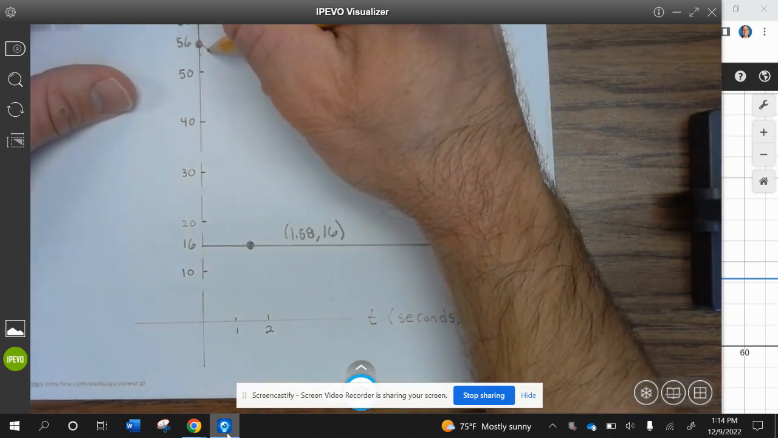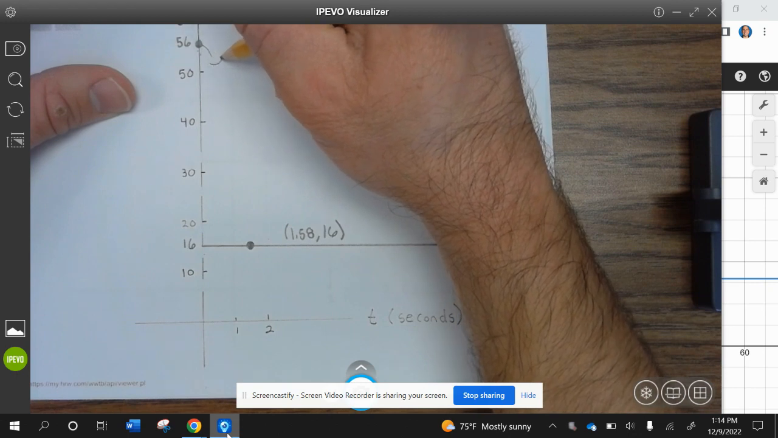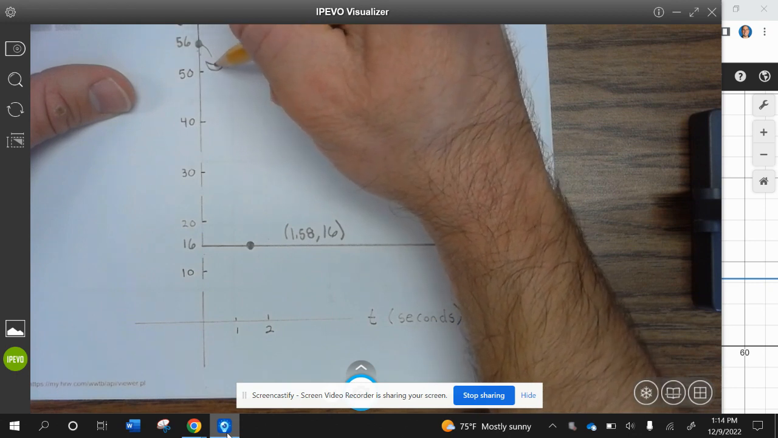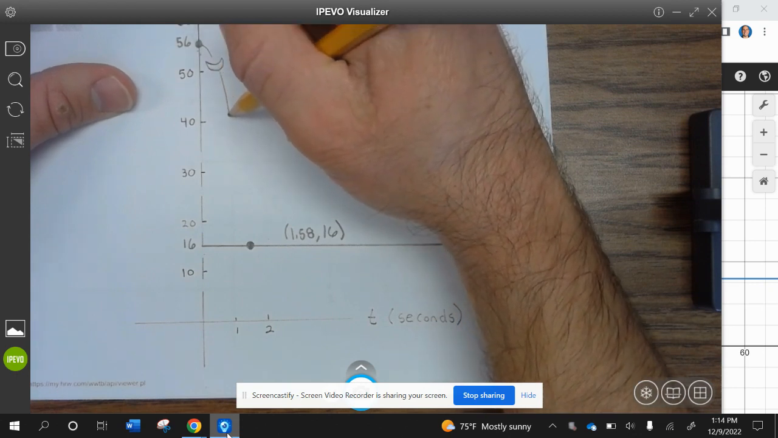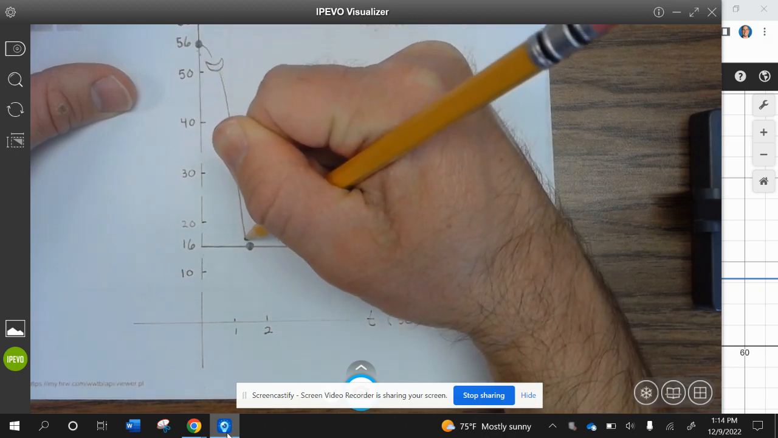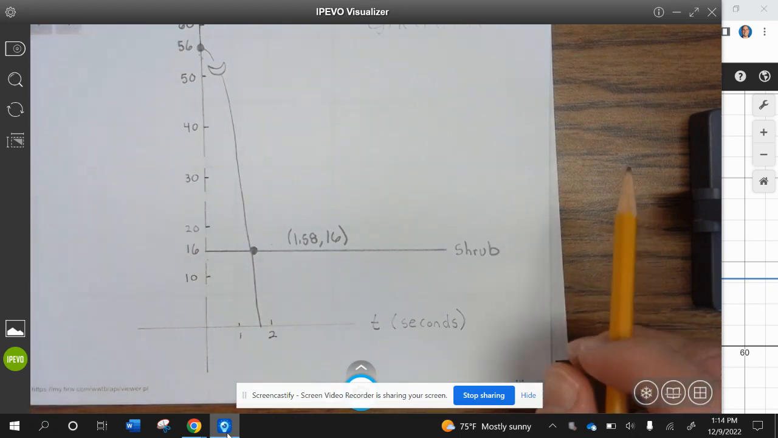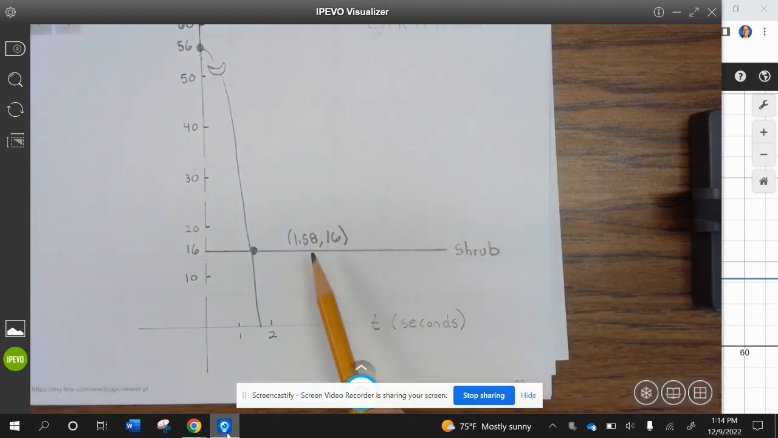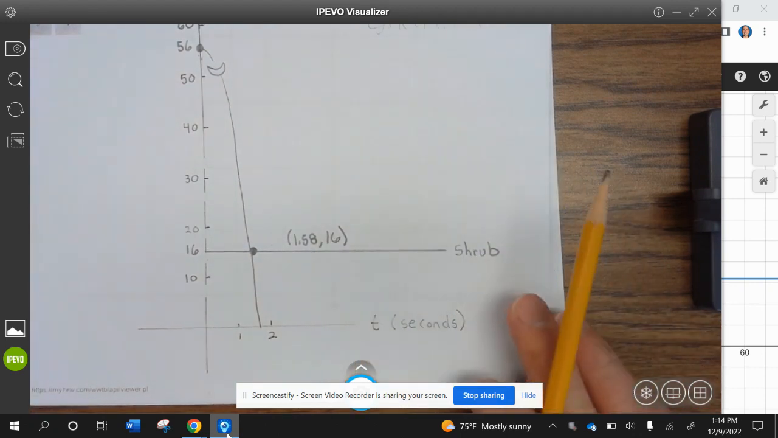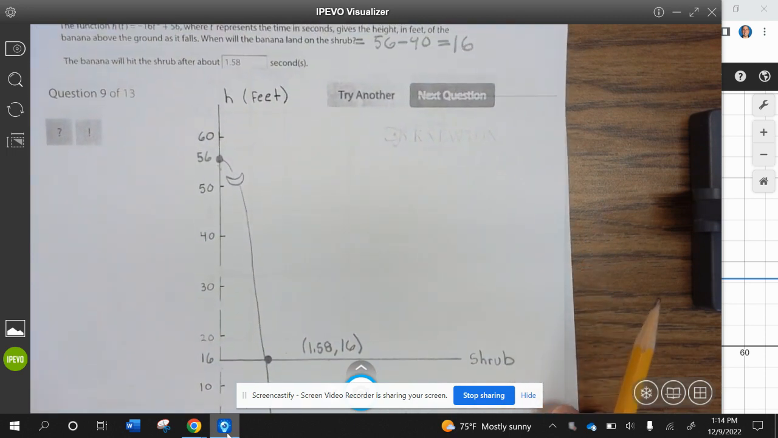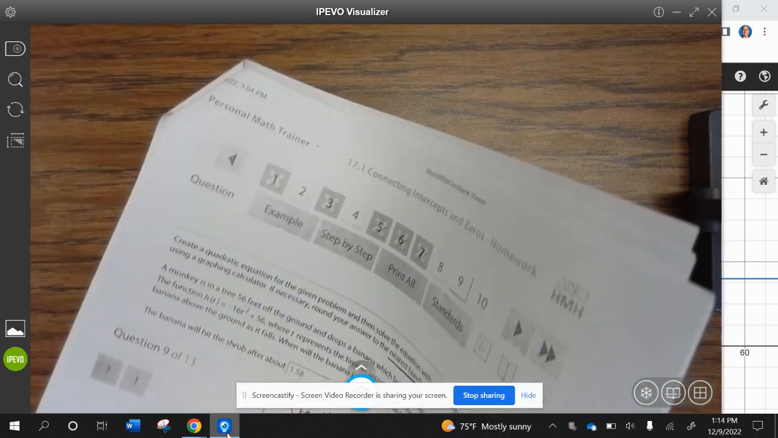So banana falls. Here's your banana, right? It's falling. It hits the shrub at 1.58 and then hits the ground. Okay? So we can say that the banana will hit the shrub about 1.58 seconds. All right, let's take a look at the next example.